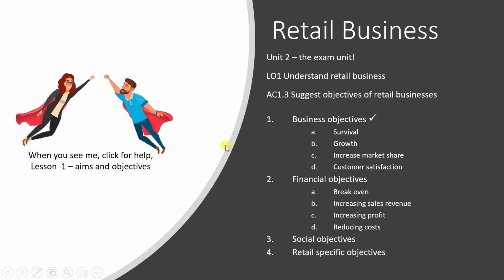Of Assessment Criteria 1.3, Objectives of a Retail Business. You will see on this slide that we've got 4 topics: business, financial objectives, social objectives and retail specific objectives. Business and financial are broken down into subcategories, as you can see there, marked A through to D for each, so that we can spend a bit of time going through the detail on each and separate them and improve understanding. So if you see the superheroes, the super retail workers, that's where you get your help.